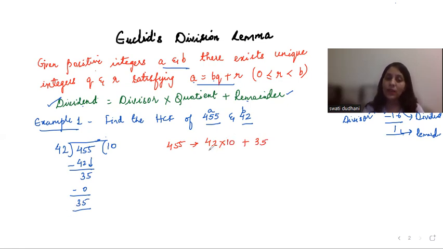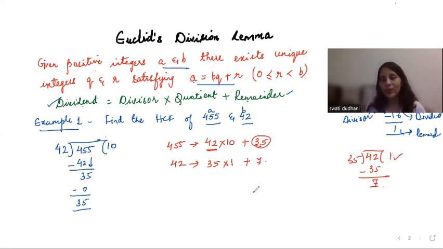Once we get this, we now take the value of b, 42. How can we write 42? We write 42 using this remainder. 42 can be written as 35 into 1 is 35, and what is the remainder here? If I divide 42 by 35, 35 ones are 35, and the remainder is 7. So I can write 42 as divisor into quotient plus remainder. The remainder is 7.